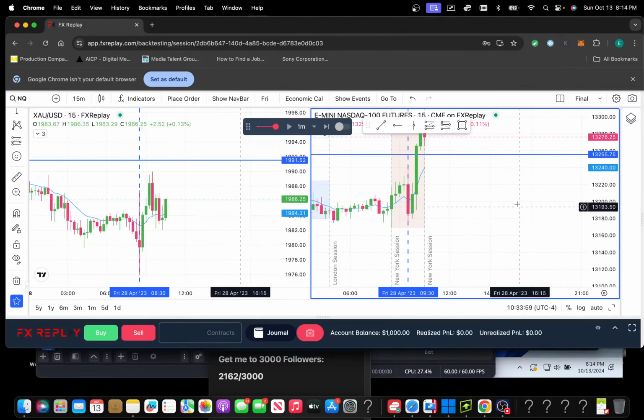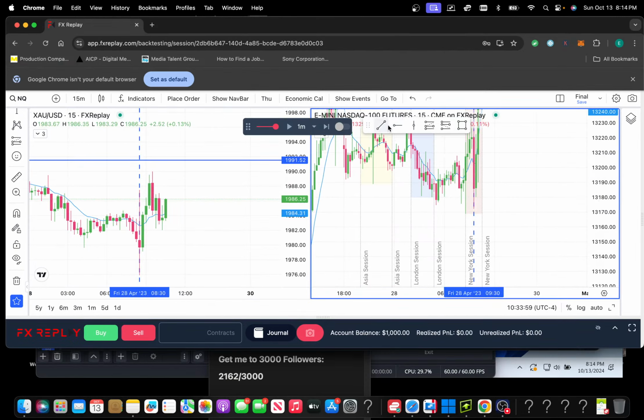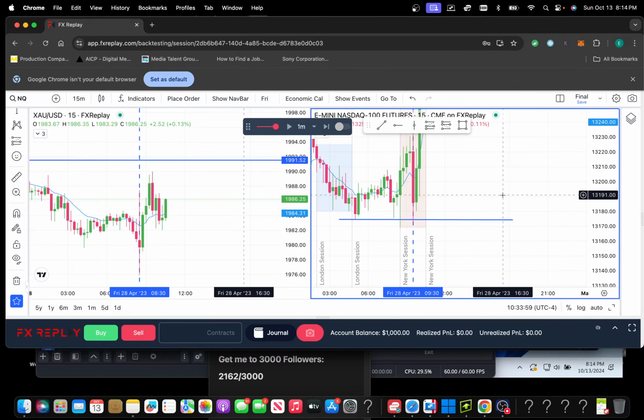Okay, NQ went down first, swept liquidity, and then went higher, which isn't the worst. But it isn't the worst thing. There's no fair value gaps here anyway.